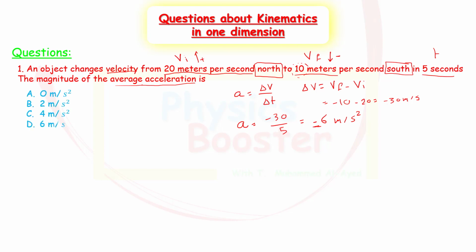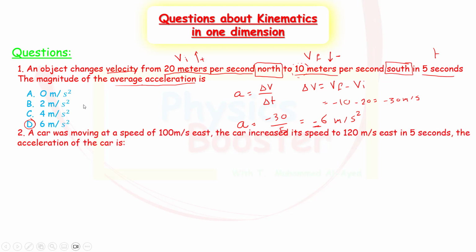Now let's see our choices here. 0, 2, 4, 6. See, here he didn't even mention the direction. It doesn't matter. That doesn't mean that our answer is wrong. It just says here that he did not take the direction into consideration. So the answer is clearly D.